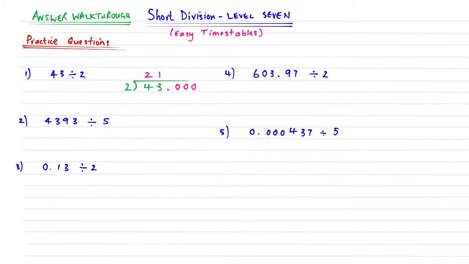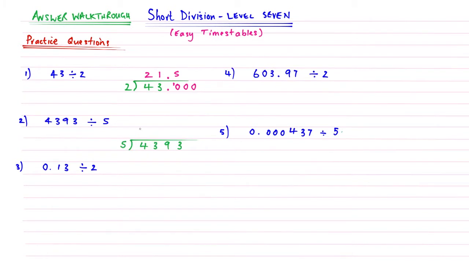So then this goes in remainder 1. Now if I just carry this 1 over to my next digit, I need to line up my decimal points from level 6, and then 2's into 10, well that goes 5 times. So that's how we approach question number 1. So the answer to 43 divided by 2 is 21.5, and that's practice question number 1 walked through for you all there.